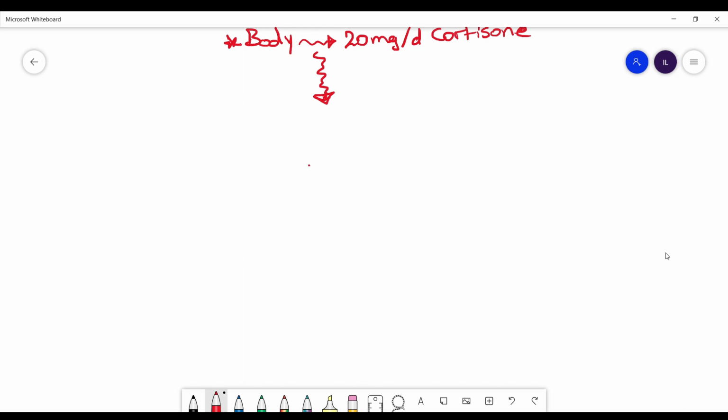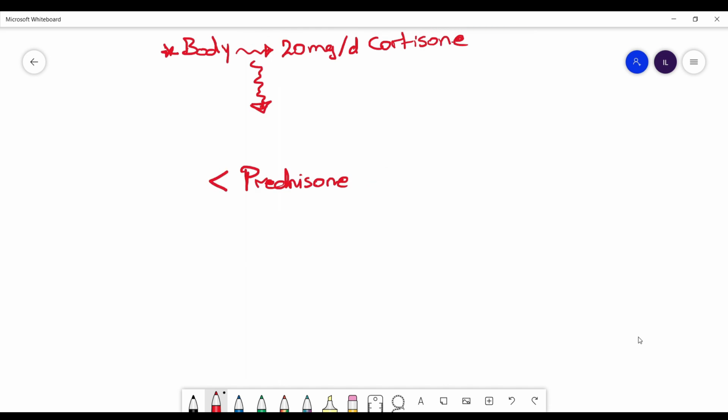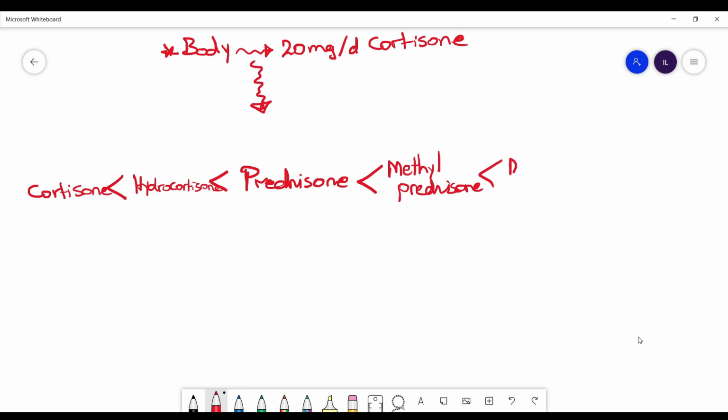Now, from a practical perspective, it's good to know the strength of the steroids that we use on a daily basis. So if we have prednisone as the core steroid, we have two weaker than prednisone, hydrocortisone and cortisone, and we have three steroids that are stronger than prednisone. First one is methylprednisone, and stronger than that is dexamethasone, and the strongest is betamethasone.